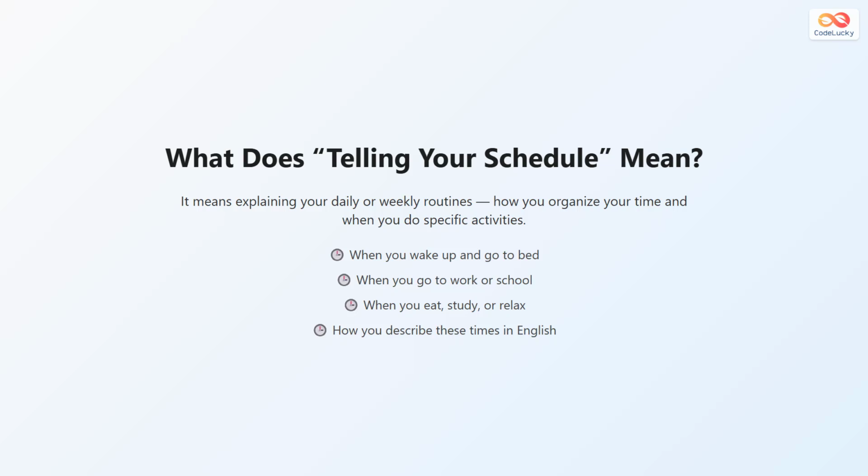Telling your schedule means explaining your daily or weekly routine. It helps others understand how you organize your time. When you describe your schedule, you talk about when you wake up, when you work or study, when you eat, and when you rest. These phrases are useful in daily conversations and help you sound confident while speaking English.